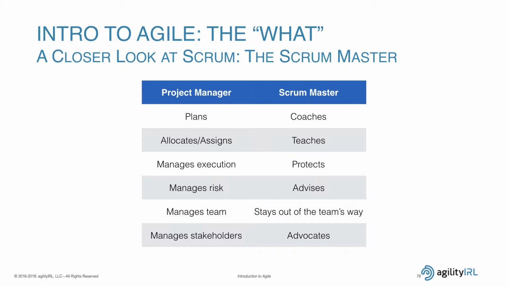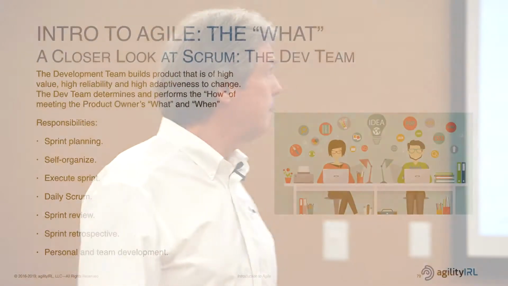Sometimes we'll hear, well, aren't Scrum Masters the same thing as project managers? Nope, totally different. Where a project manager works on planning, the Scrum Master works on coaching. Where the project manager works on allocating and assigning, the Scrum Master is teaching. Versus managing execution, they're protecting the team. Where the project manager manages risk, these guys advise, right? Because the development team is doing all this. The project manager manages the team, the Scrum Master tries to stay out of their way. And where the project manager manages the stakeholders, the Scrum Master just advocates. It's the product owner that manages the stakeholders.